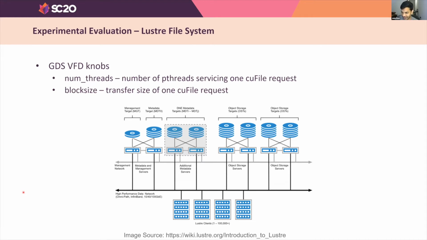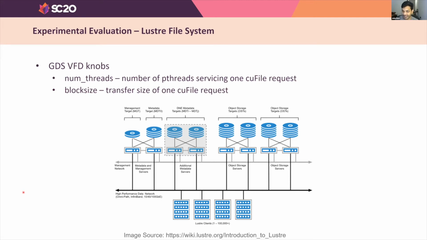And another knob is the block size. So the idea behind that is you can batch up the file request into smaller transfer sizes, so that if you match the stripe size, you might get better performance in that case.